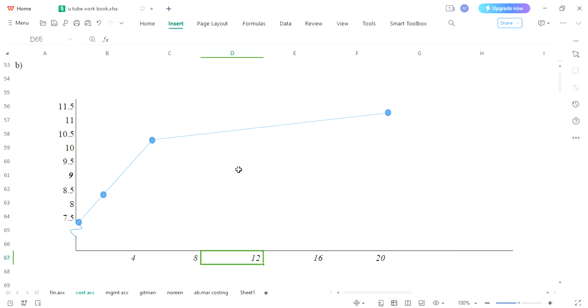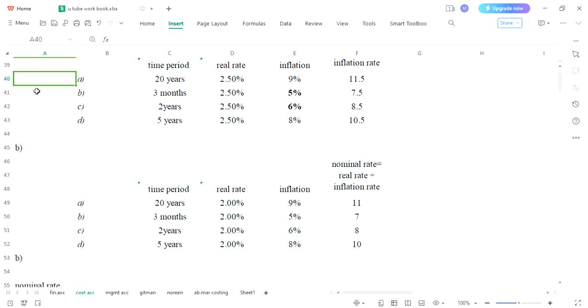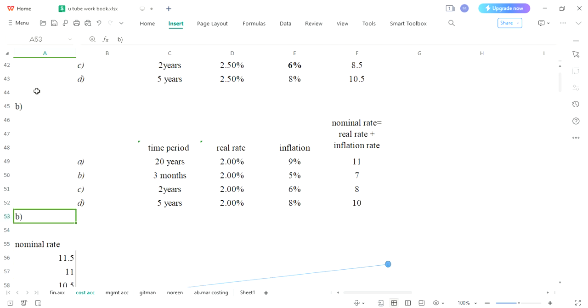On the x-axis you have put your time period. On the y-axis you have placed your nominal rate. Since it was already mentioned in part A, that is why I have waited for it. This is your C part where the graph was required.